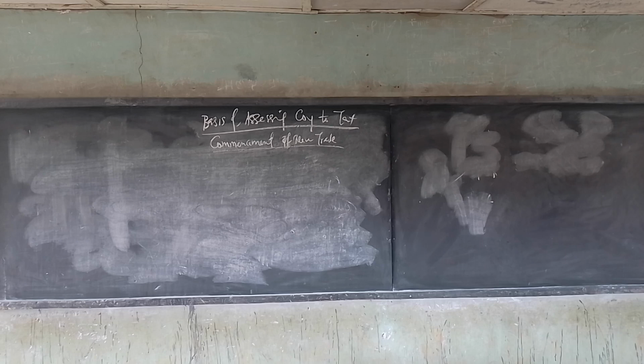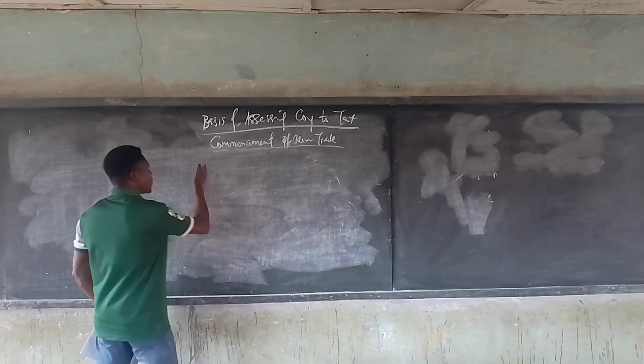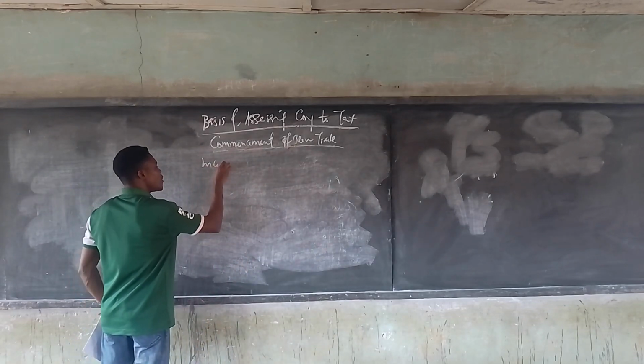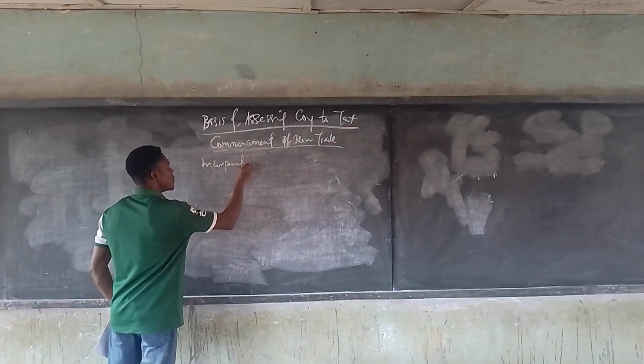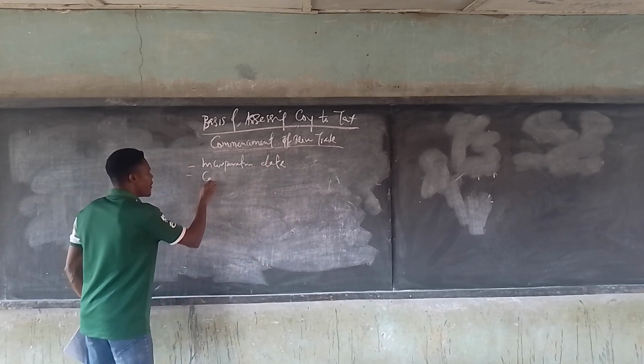Now, commencement. This is one of the key aspects of basis of assessment. When we say commencement, when the company is just starting, how do we assess a company to tax? Now look at this. There's what we call incorporation date, and also what we call commencement date.